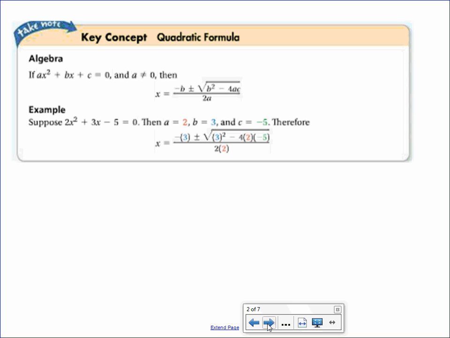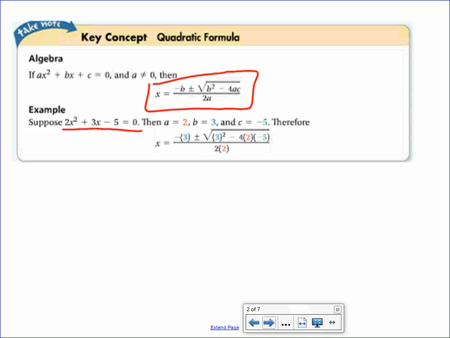Okay, so first of all, the quadratic formula is a very big idea. You're going to want to make sure that this is in your notes. It is x is equal to negative b plus or minus the square root of b squared minus 4ac, all over 2a. So you can solve any quadratic equation using the quadratic formula as long as it is in standard form.